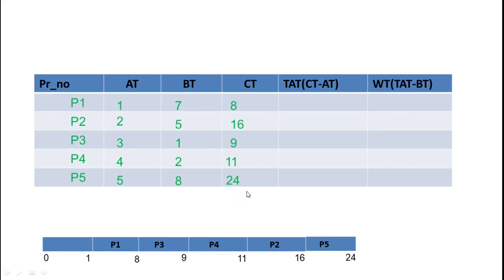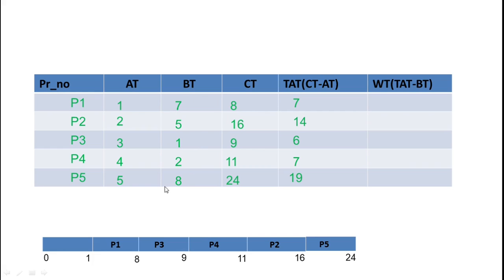After noting down the completion time, we are able to find the turnaround time, because the equation of turnaround time is completion time minus arrival time. So for P1 we will get 8 minus 1 is equal to 7. For P2 we will get 16 minus 2 is equal to 14, and the same for P3, P4 and P5. So let's put the turnaround time for all processes. Next we will find the waiting time. The equation of waiting time is turnaround time minus burst time. Get it? So the waiting time for P1 is 7 minus 7 is equal to 0.